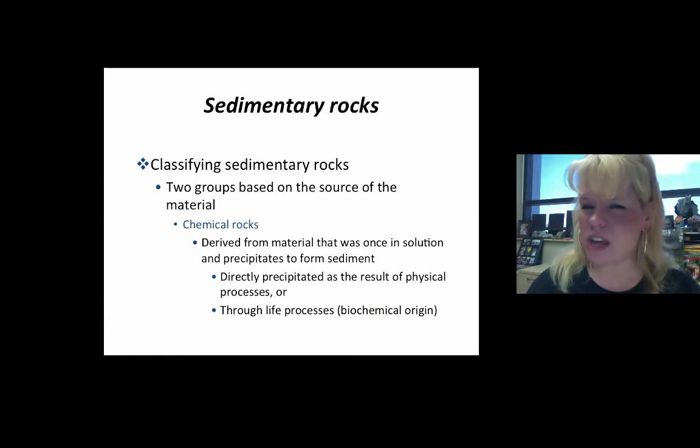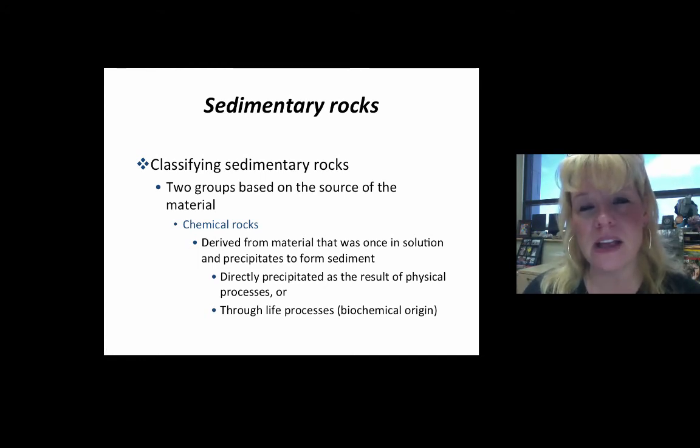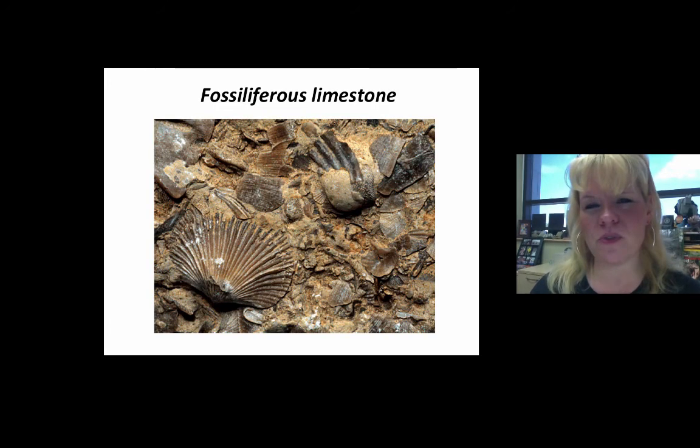All right, so the chemical sedimentary rocks are very different from detrital because they were once in solution and precipitate out. That means they're not generated from the breakdown of other rocks. They're actually created by a chemical process. So the goods that make up the actual fabric of the rock come from a special chemical procedure. Common chemical rocks are limestone, chert, flint, jasper, agate, rock salt, gypsum, coal. These are all examples of chemical or biochemical types of rocks.